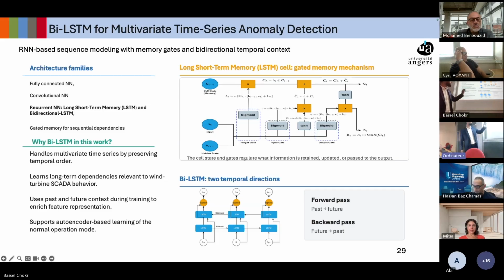We proceeded with the BiLSTM as it learns long-term dependencies relevant to wind turbine and PV plants, and uses past and future context during training, and it is convenient for the normal operation mode model.